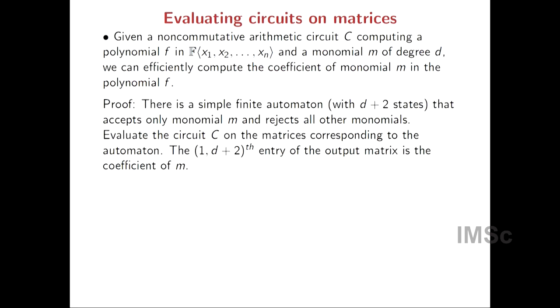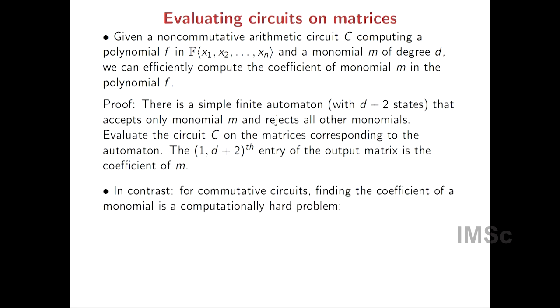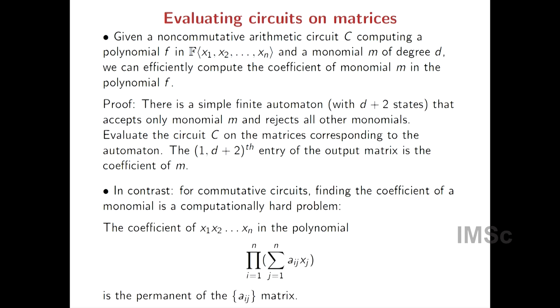So that's the reason why I can do something nice with non-commutative arithmetic circuits. If you give me a polynomial f by a circuit and a monomial m, I can find its coefficient by designing an automaton that accepts only that monomial and evaluating the circuit on the corresponding matrices that I just told you about. In contrast, in the commutative world, if you take this polynomial, for example, which is a very simple polynomial, the coefficient of x1 into x2 into xn is the permanent of the matrix Aij. So that's hard to compute.